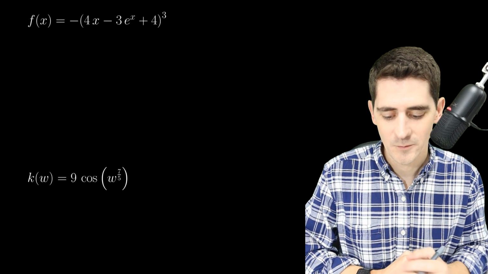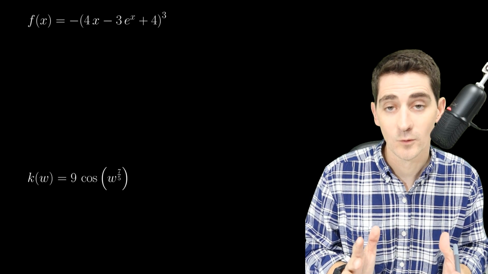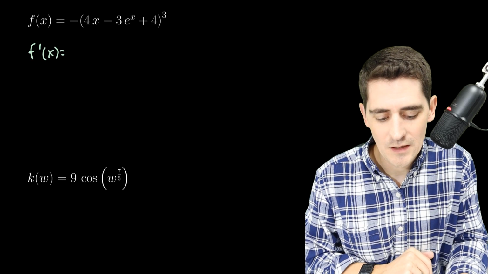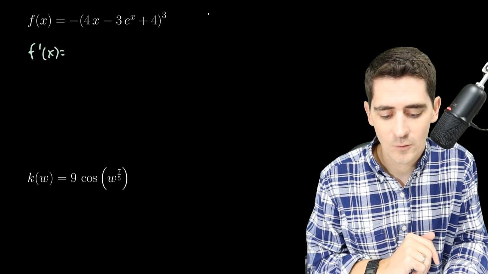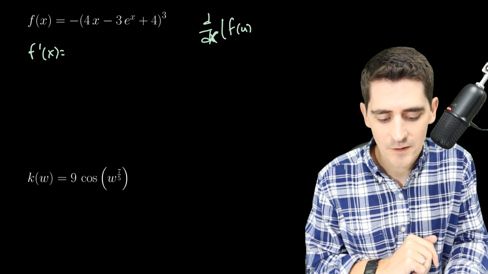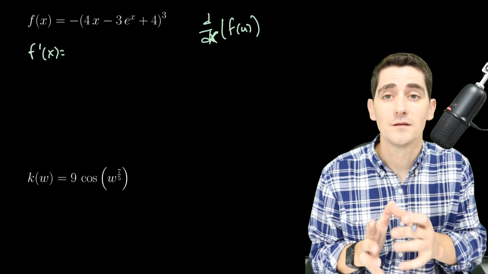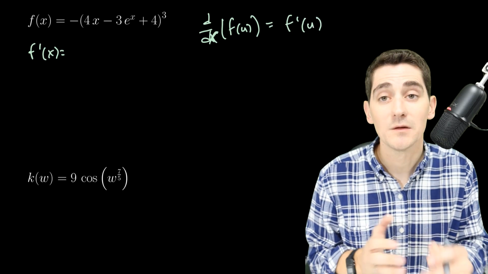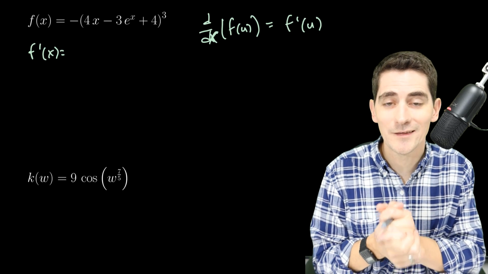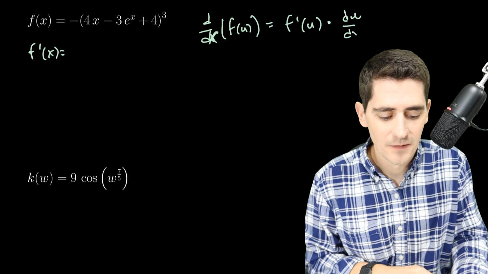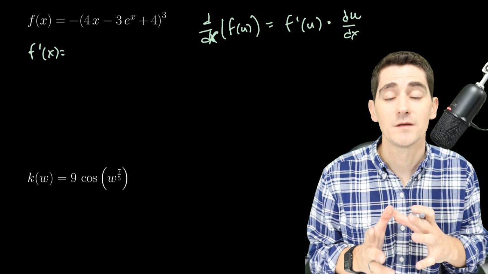Let's go. This time we have f of x equals negative 4x minus 3 e to the x plus 4, all cubed. So this is a chain rule situation. The way chain rule works, I kind of glossed over it quickly earlier, but if I'm taking the derivative with respect to x of some function with another function inside of that, what I do is I take the derivative of the outside function but leave the inside alone, leave what's inside the egg alone, but then you multiply by whatever the derivative of the inside is. So we say du dx.